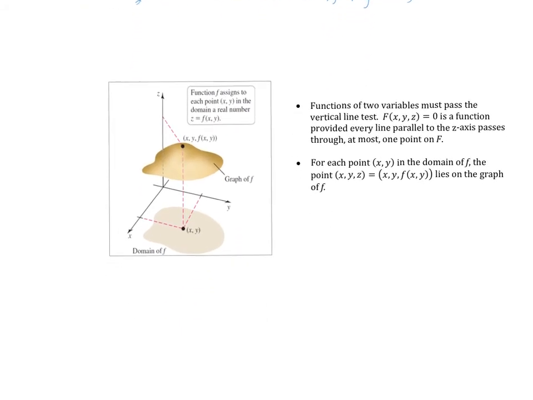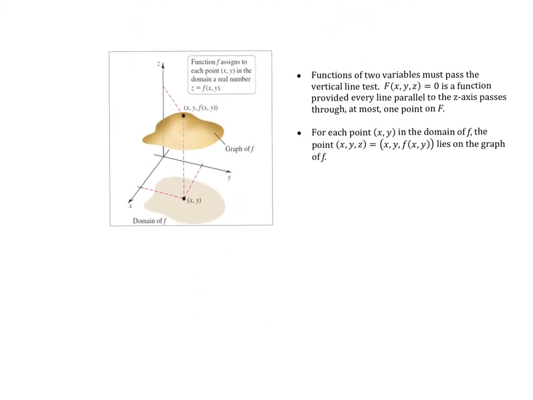It's nice to look at a picture when we're dealing in three-dimensional space. Remember, in two-dimensional space, a function has to pass the vertical line test. That's the same in three-dimensional space as well. So functions of two variables must also pass the vertical line test. What that means is that every line parallel to the z-axis passes through at most one point.